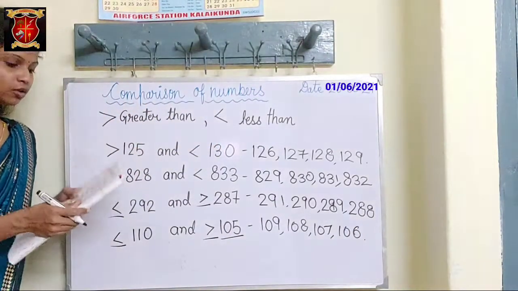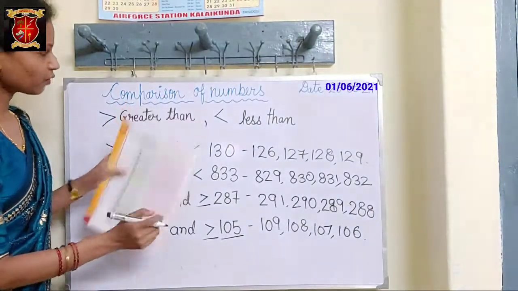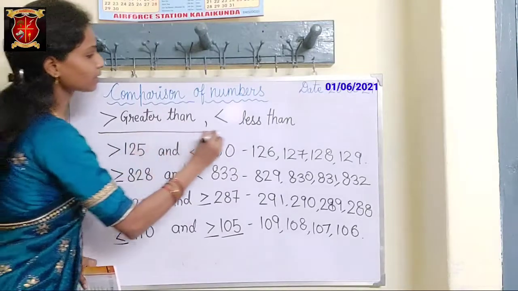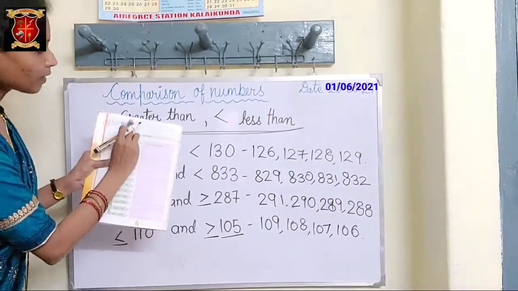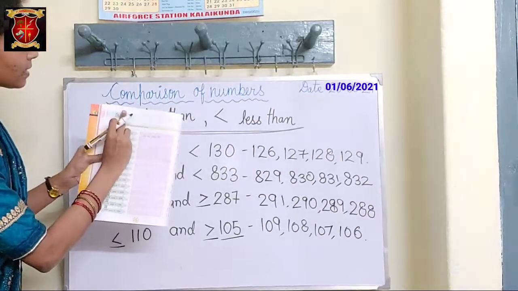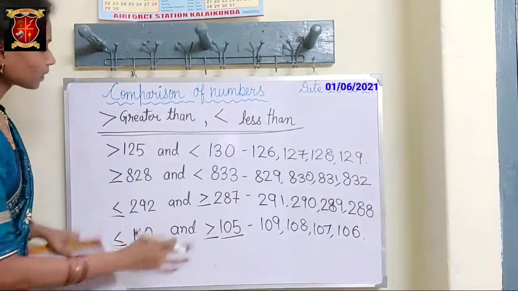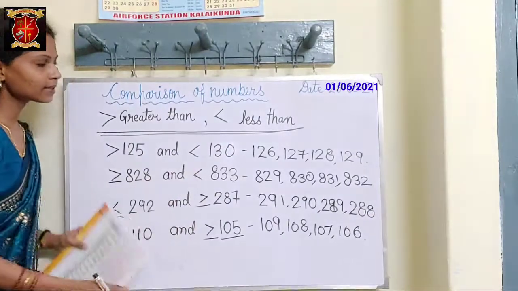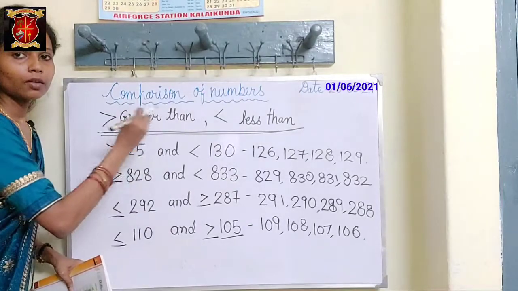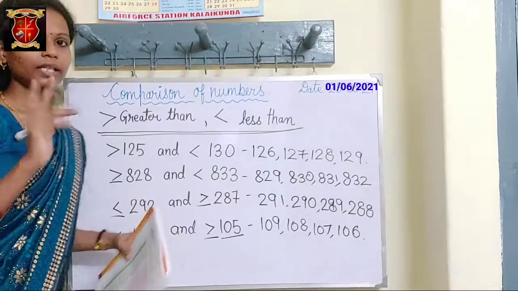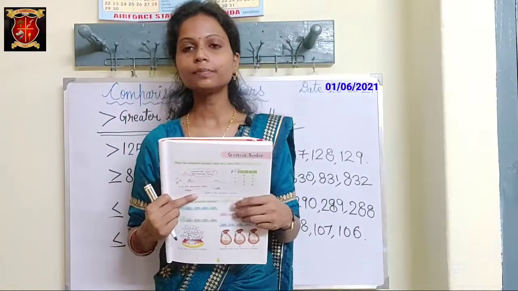Okay, when you do page number 44, please write this above in the book. When you write, note what the symbol for greater than is and what the symbol for less than is. Then do it like this and write down the numbers that come greater than or less than, between the 3-digit numbers. Okay, I think you have understood.